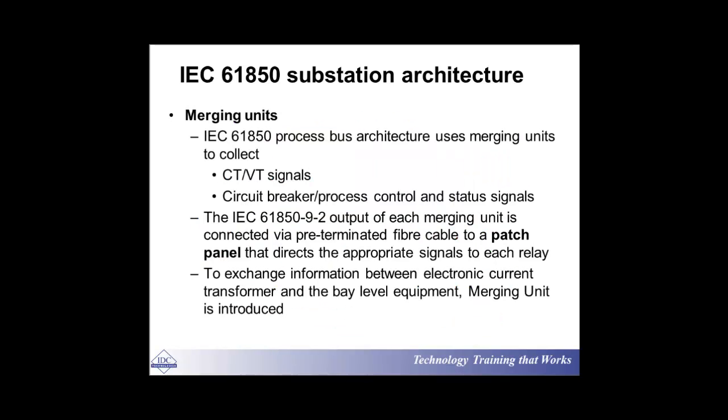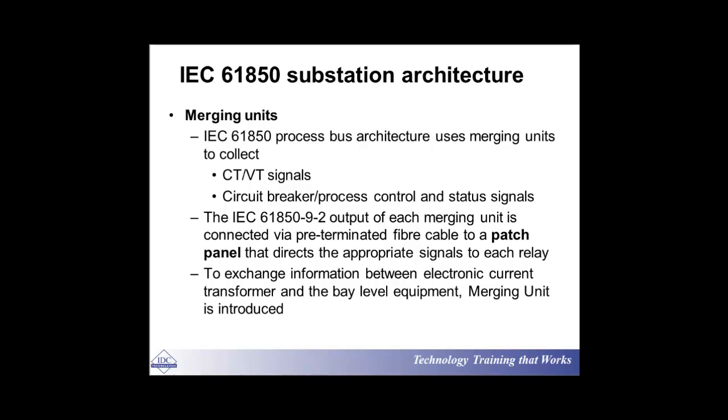All right, regarding that merging units, it says IEC 61850 process bus architecture using merging units to collect what? To collect signals from the CTs, from the VTs, from the circuit breakers, from these kind of things. What kind of signals? Like the process information, control information, status signals or something. So how it works, the IEC 61850 output of each merging unit is connected via pre-terminated fiber cable to a patch panel that directs the appropriate signals to each relay. So this is how it works.